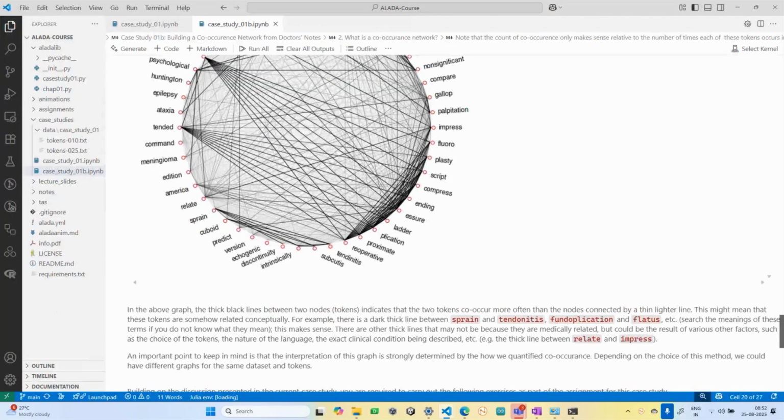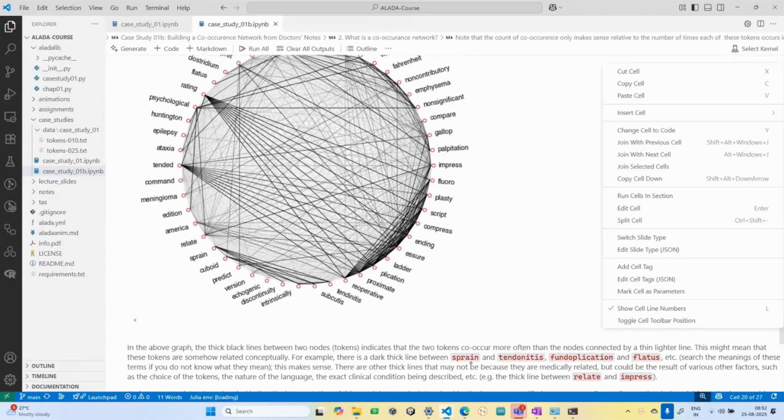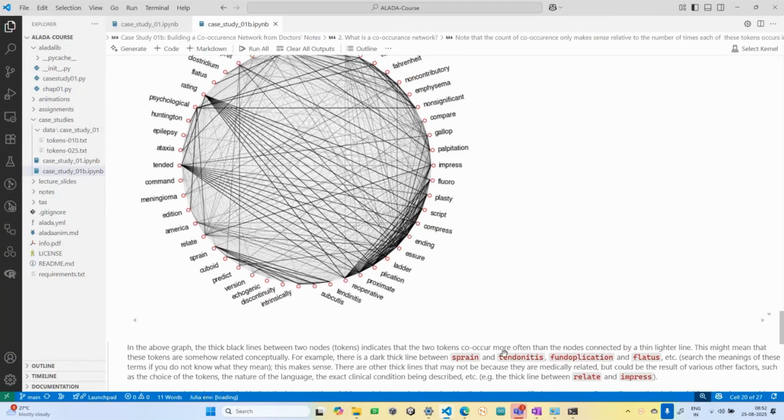For example, if you look at this, there is a thick line between sprain and tendonitis. Where is that? So tendonitis and sprain, okay, which maybe means something. Maybe they're related because maybe they occur in ortho or something like that. There is another thing between these two terms. You can search for what these are, right?